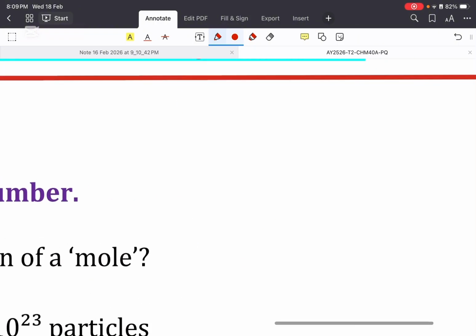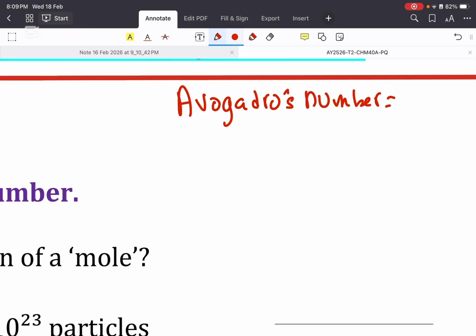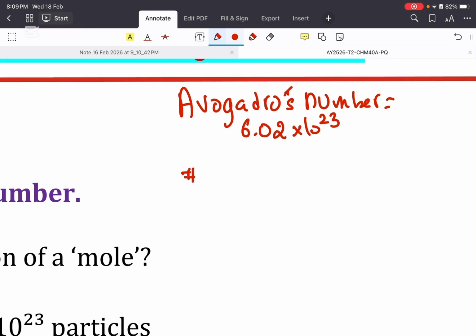They're giving you Avogadro's number, and that is equal to 6.02 times 10 to the power of 23. Avogadro's number is used to count the amount of representative particles. So if I want to count how many representative particles I have in a mole, let me make it clear: Avogadro's number is equivalent to 1 mole.